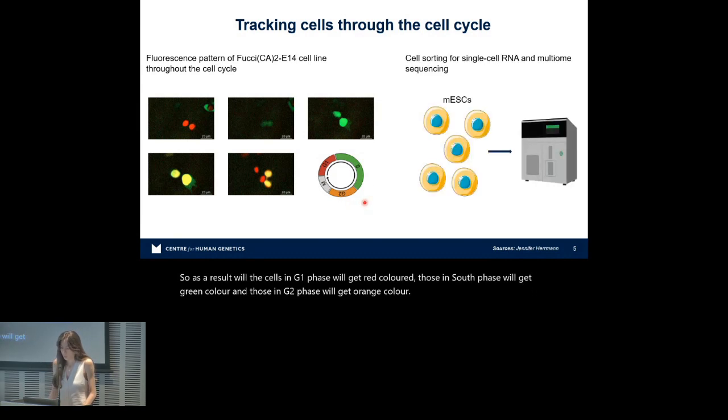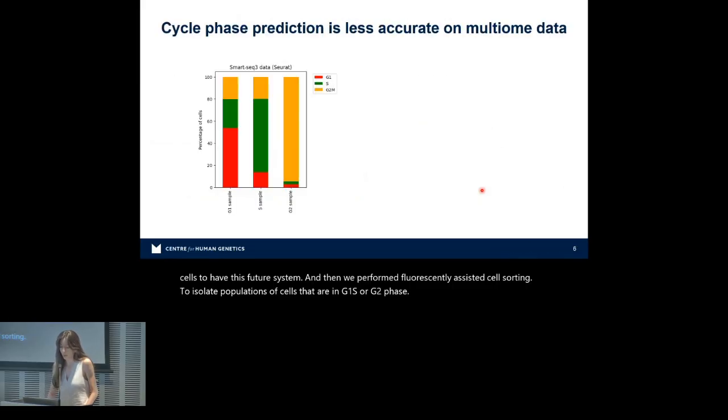So we use this genetic engineering method to genetically engineer mouse embryonic stem cells to have this Fucci system. And then we used fluorescence-activated cell sorting to isolate populations of cells that are in G1, S, or G2 phase. We used these isolated cell populations and performed both single-cell RNA and multiome sequencing on those.